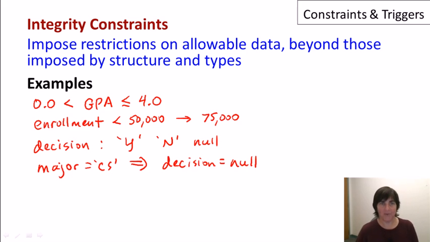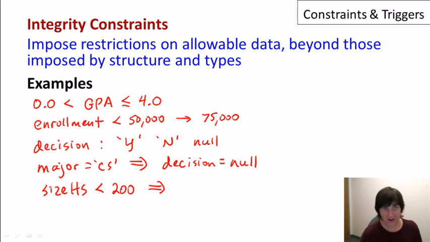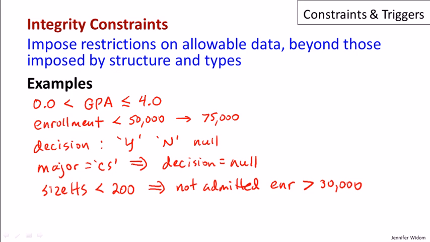Or here's an even more complicated one. Let's say that we want to enforce that students who come from small high schools are not admitted to super large colleges because it just wouldn't be a good idea for them. So we might say if the size of the high school is less than 200, then they're not admitted to a college where the enrollment is greater than 30,000, let's say. Of course, we wouldn't do that in reality, but this just gives you an idea of the fairly complicated expressions we can write as constraints to limit what the allowable data is in the database.